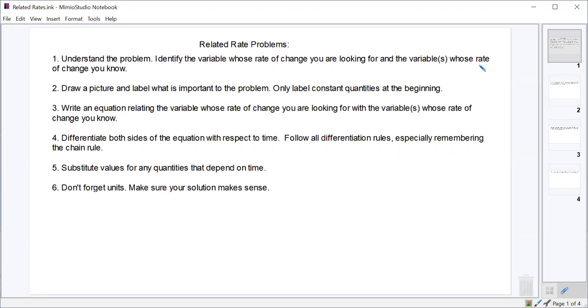So then once you've got your picture all drawn, then you just write yourself an equation that somehow has in it the variable that you're looking for the rate of change of. And you differentiate both sides of your equation with respect to time. So remember that you're using the chain rule, implicit differentiation, if you're differentiating something that's not a t with respect to t, and then plug stuff in and get an answer.